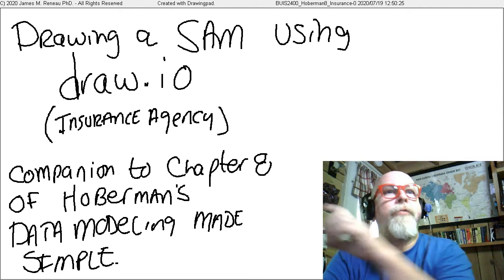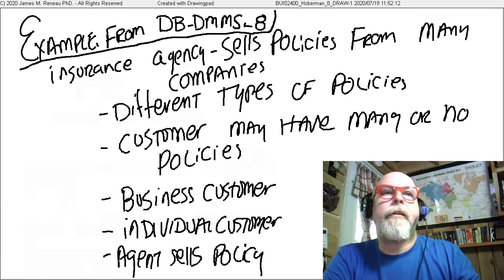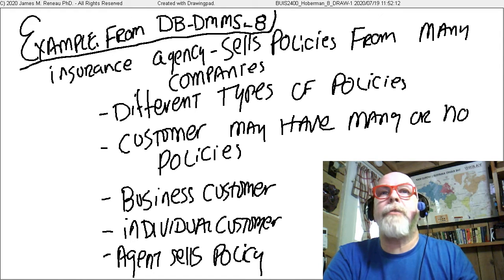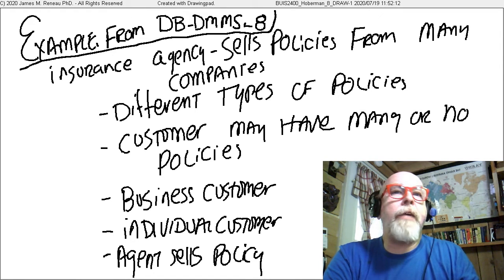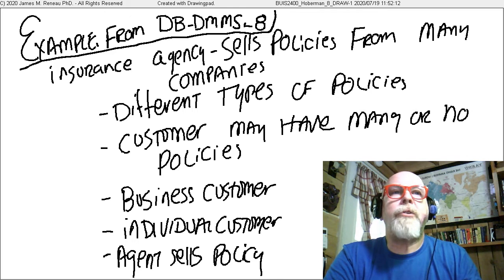So I'm not going to go through the full creation of it. I'm just going to use the diagram that we've already figured out. The scenario is as follows. It's an insurance agency that sells policies for many insurance companies, different types of policies like homeowners and life and health and others. Customers may have many or no policies. A customer that has no policies we would consider as a prospect, but we still put them in as a potential customer. Customers have many types.